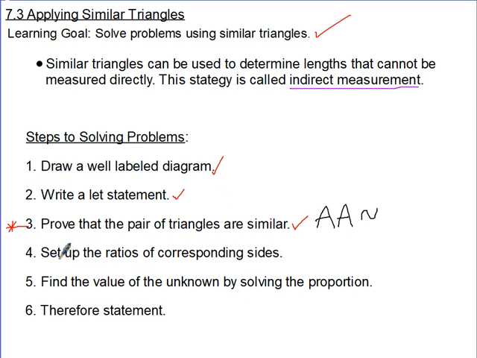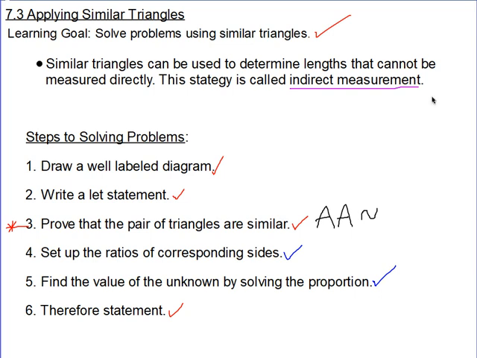Next, we're going to set up the ratios of corresponding sides. Lovely. We're really used to that. Next, we find the value of the unknown by solving the proportion. Some of us might be using cross multiplication, but I never have. We just multiply each side of the equation by the denominator of where the variable is, and solve in that way. And of course, lastly, because the question is asked in words, we should also answer it in words.